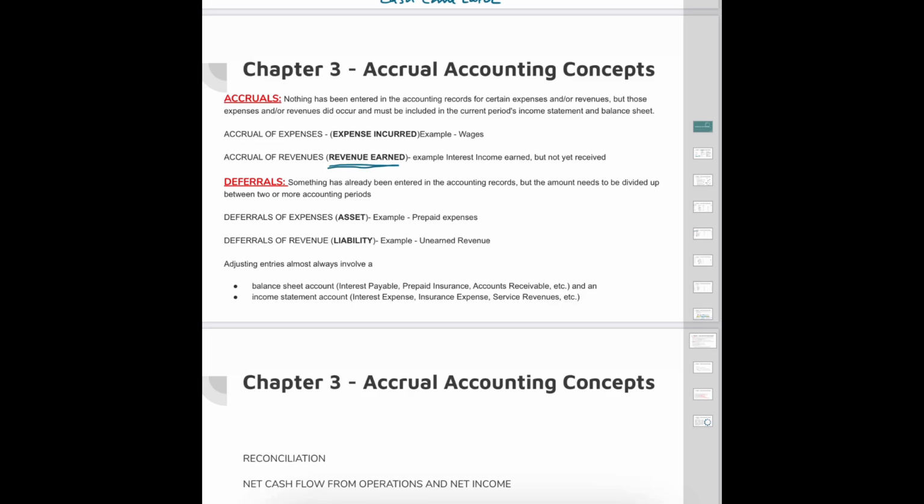Accruals for revenues means revenue has been earned. Doesn't matter if we have received the payment or not. Example can be interest income. We have earned it but not yet received. Okay, so again, let me repeat the definition of accruals. Nothing has been entered in the accounting records for certain expenses and revenues, but those expenses and revenues did occur and must be included in current period's income statement and balance sheet.